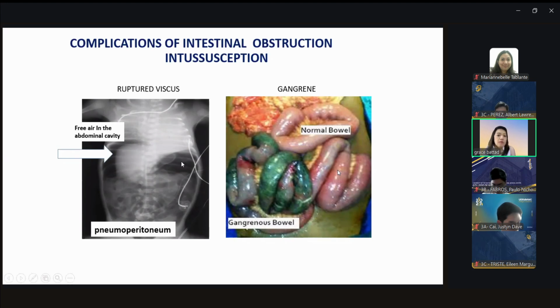If there is rupture of your intestines here, there is going to be free air in the abdominal cavity. We call that your pneumoperitoneum. So this is an emergency. You might also see, upon opening up, gangrenous bowel segments of the intussusceptum, and this one needs to be resected already. This has an increased risk for gram-negative septicemia.